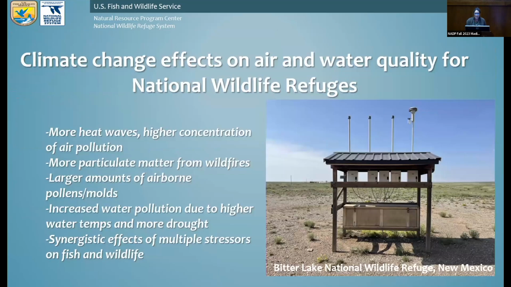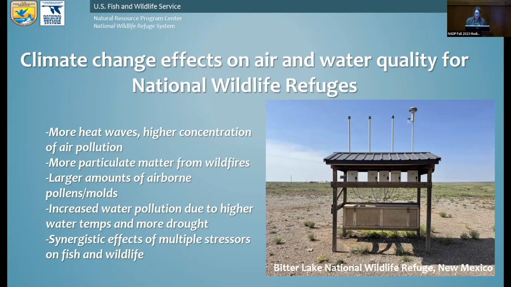And so this is by no means an exhaustive list, but this is just some of the ways that climate change may alter air and water quality, and that might matter for wildlife. This includes things like more heat waves resulting in a higher concentration of air pollution, more particulate matter from increased wildfires, larger amounts of airborne pollens and molds, and exacerbated water pollution due to warmer temperatures and more droughts.